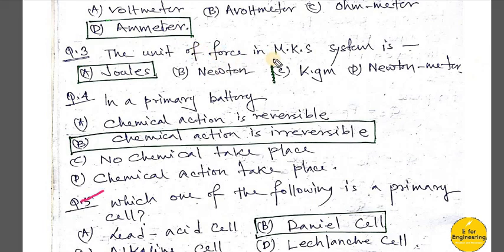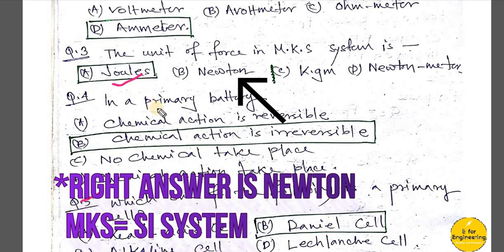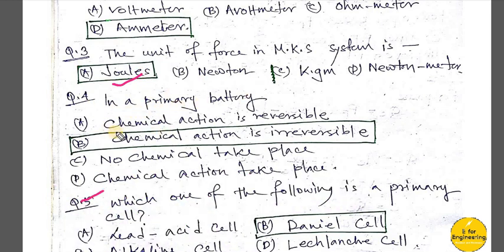The unit of force in MKS system is joule. In a primary battery, the chemical action is reversible, chemical action is irreversible, or no chemical action takes place. The right answer is chemical action is irreversible. It is the primary battery where the chemical action is irreversible, that is, it is non-chargeable.